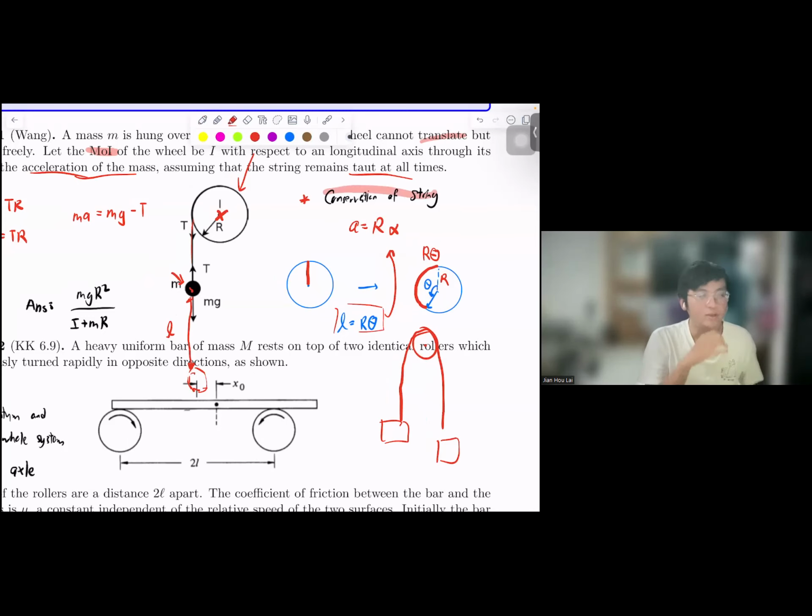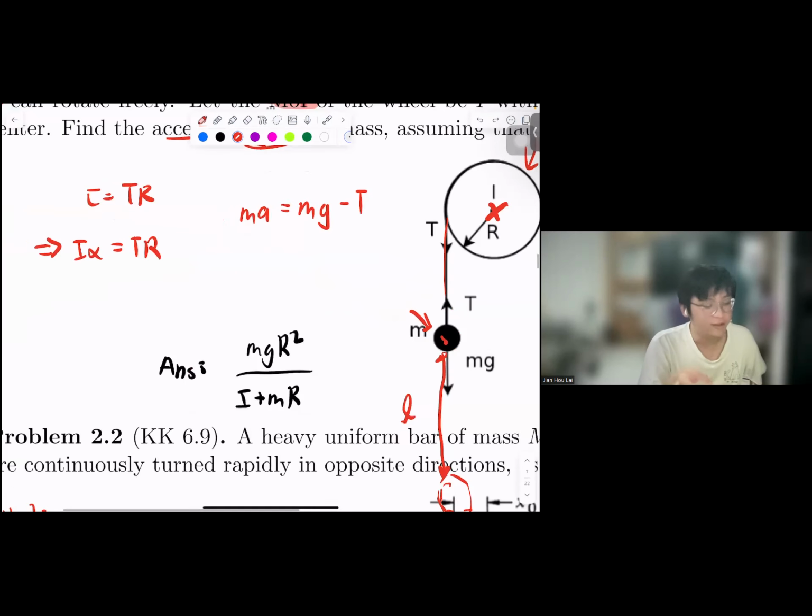Okay, so keep in mind that the length is the same, and you differentiate two times, because r is constant, right? Differentiating two times, you actually get a equals r alpha, where alpha is the angular acceleration and a is the translational acceleration of the mass. This will be the useful relation that you substitute into the equation for the acceleration of the mass that you want to find.